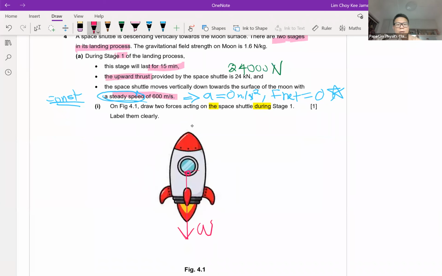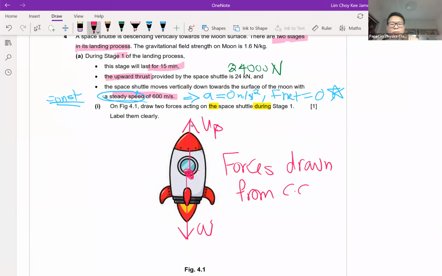Okay, then followed by the upthrust. The only thing you take note of is the location. Both forces must be drawn from the CG, or what I call the center of the rocket here. The location does matter. Don't just draw anyhow, like an upward force on the left of the rocket or directly above the rocket. The location is important. It's always from the CG.